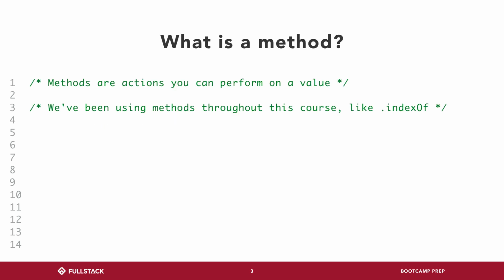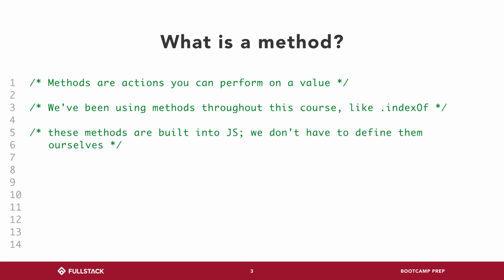All right. Methods are actions you can perform on a value. We've used methods throughout this course, like indexOf, which is available on what data types? Not objects. It's on arrays and strings. Yeah. And because under the hood, both of those things are objects, and that's why JavaScript is wonky. And that's why the typeof an array is what? Object. Exactly. See, it's clicking now.